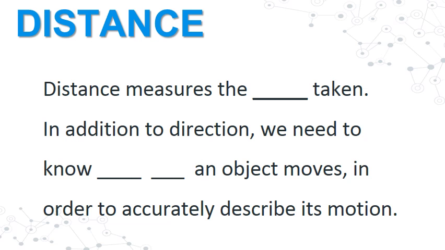Okay, so hopefully you enjoyed that little exercise. We'll look at that in class. So distance measures the path taken. So now we're getting into the difference between distance and displacement. And in addition to having a direction, we also need to know how far an object moves in order to accurately describe its motion.